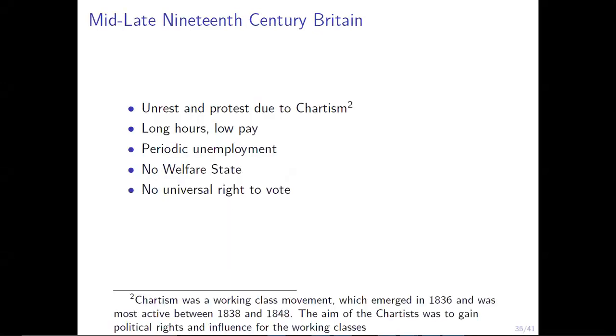That's something that happened, for example, in the mid to late 19th century in Great Britain. There was unrest and protests due to Chartism. Chartism was a working class movement which emerged in 1836 and was most active between 1838 and 1848. The aim of the Chartists was to gain political rights and influence for the working classes.